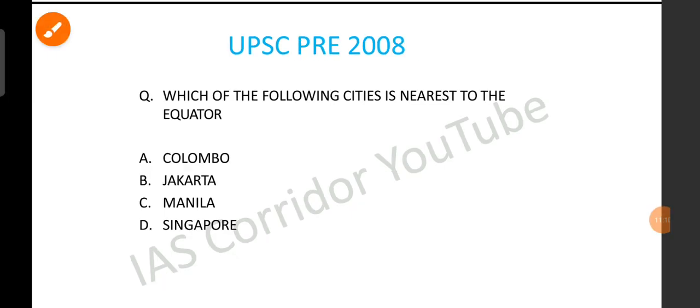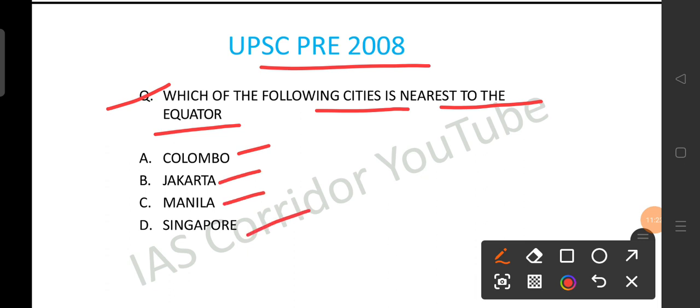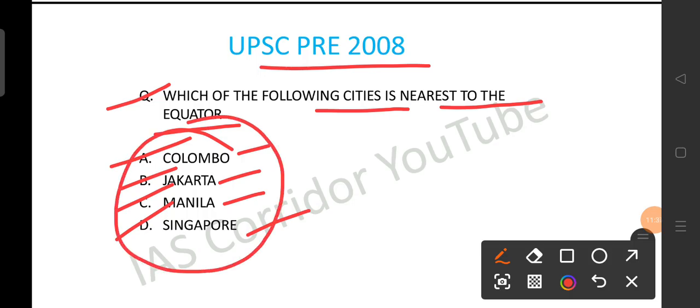So this is the question which was asked in 2008. Which of the following cities is nearest to the equator? Colombo, Jakarta, Manila, and Singapore. Okay, Colombo, that is Sri Lanka; Jakarta, Indonesia; Manila, Philippines; Singapore. Okay, all these are given. So we see which of the following is the city which comes closest to the passing line of the equator.